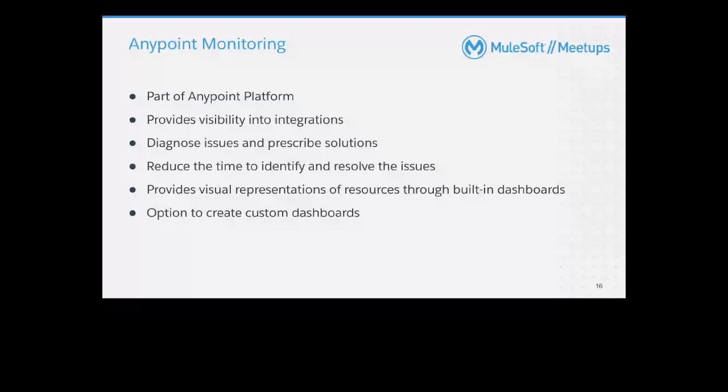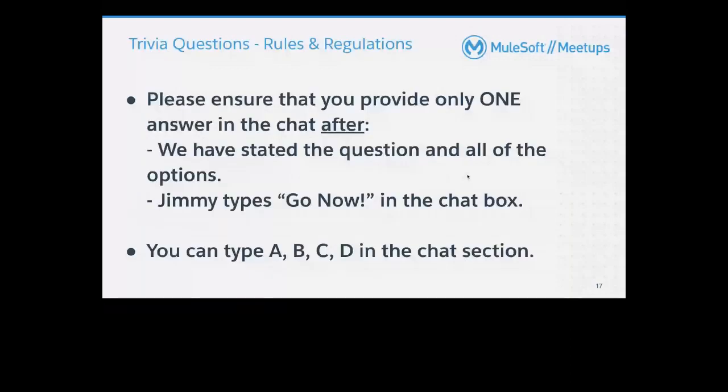So before we begin, let's go to the trivia question, the first trivia question. Over to you, Andrew. Yeah, perfect. Thanks so much, Parth. So now that we've set the stage, we've talked about the introduction and what we'll be discussing in further detail, who's ready for the first trivia question for today? All right, so here are the quick rules and regulations in terms of how to enter our trivia question. Please ensure that you provide only one answer after we have stated the question and all of the options. Jimmy will type "go now" in the chat box, and that's when you can add in your answer. You can type A, B, C, or D in the chat section, so you don't have to type the entire answer there in the chat, okay?